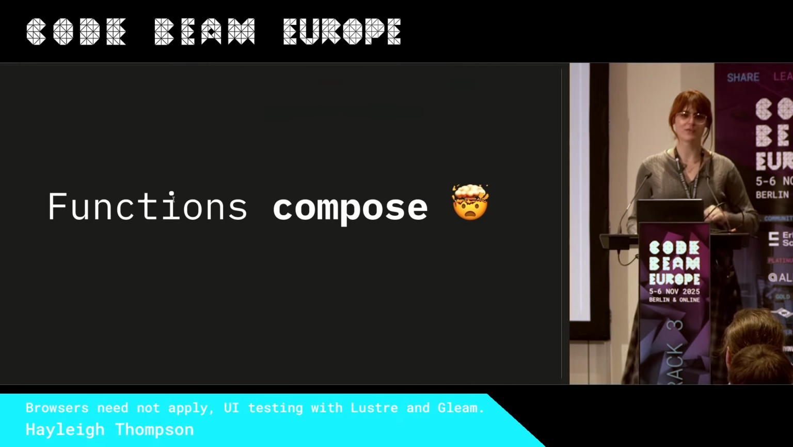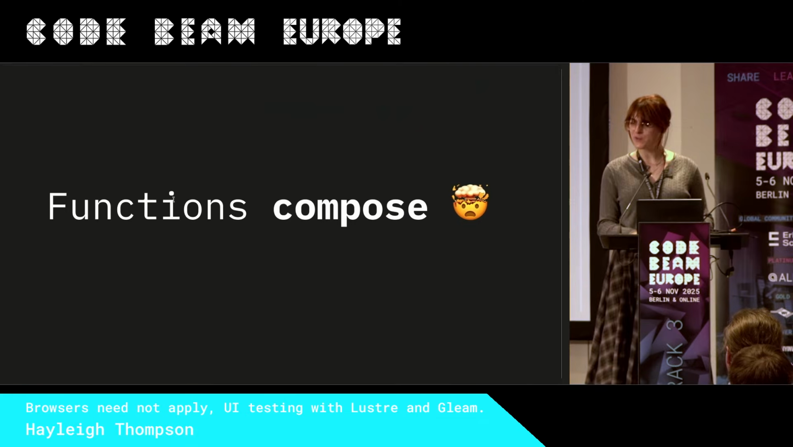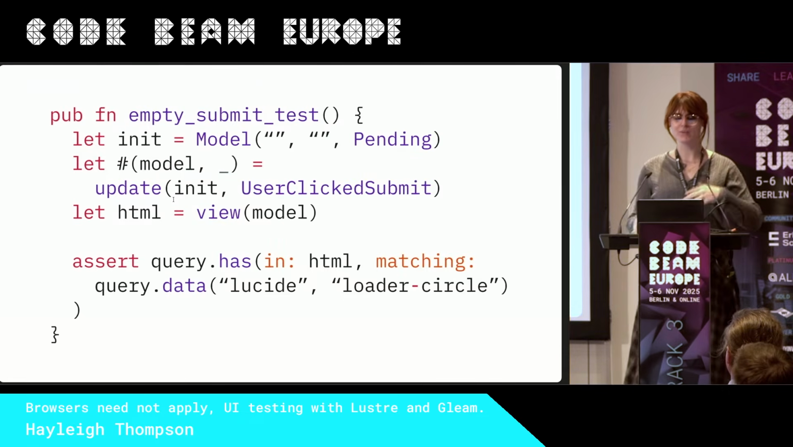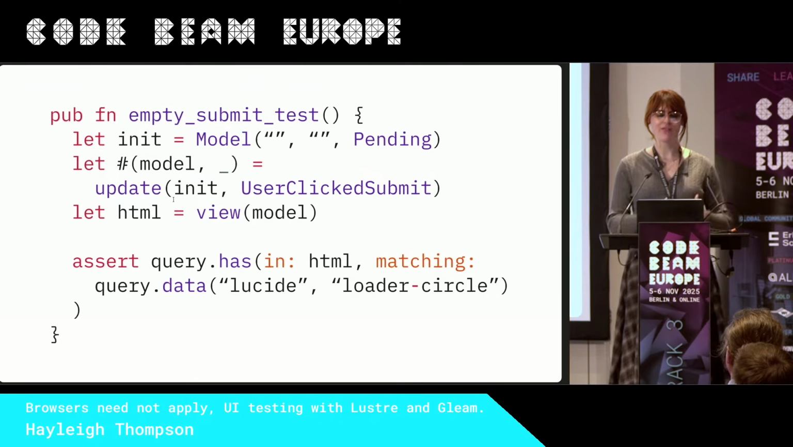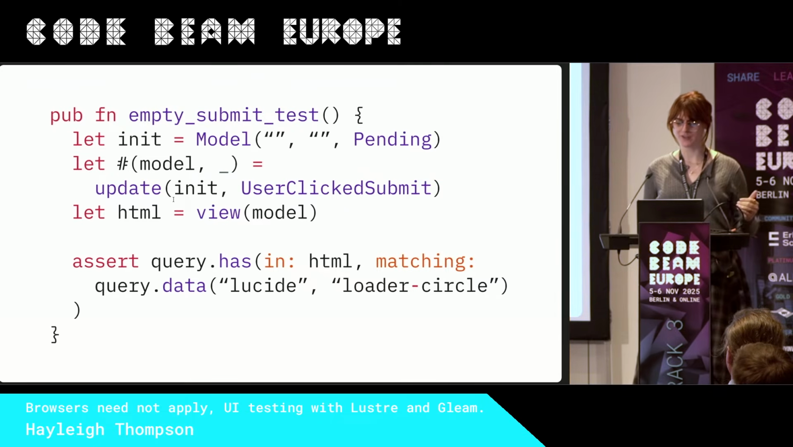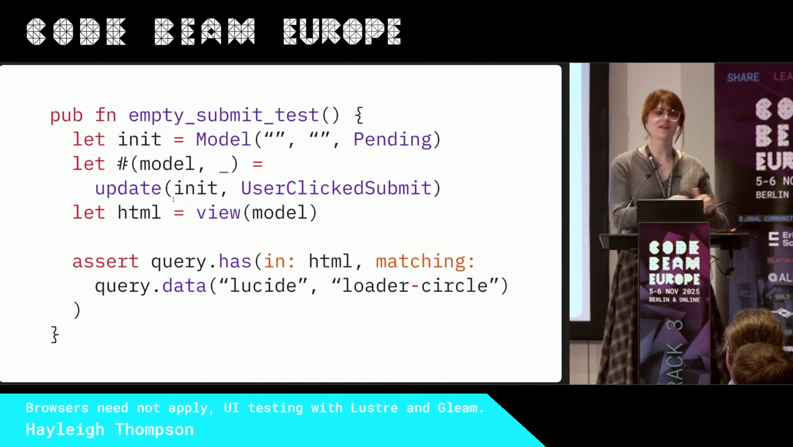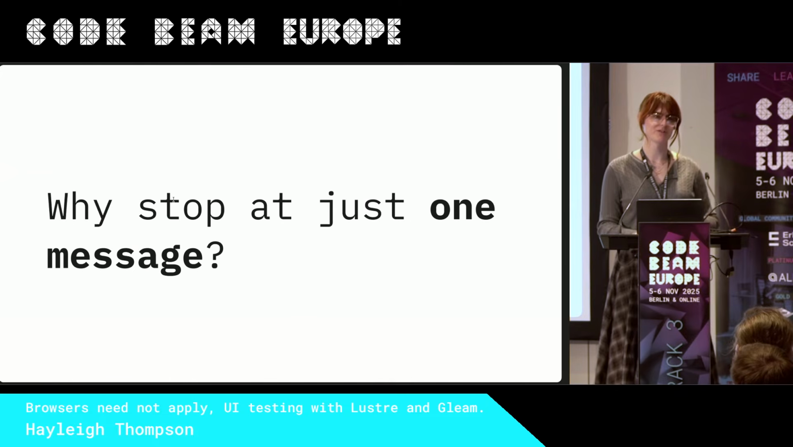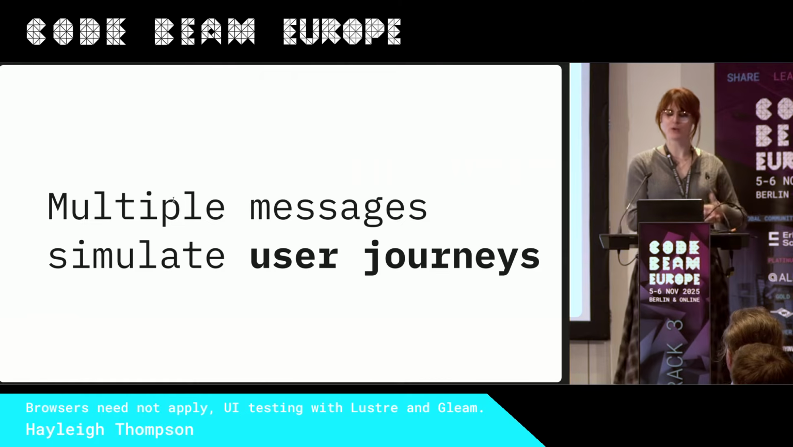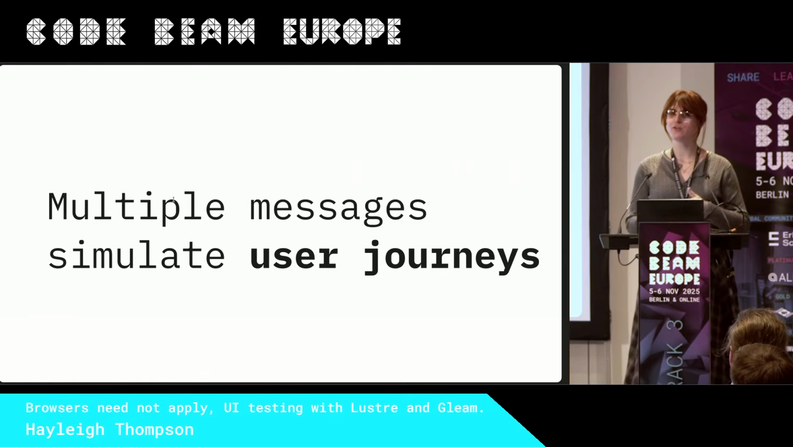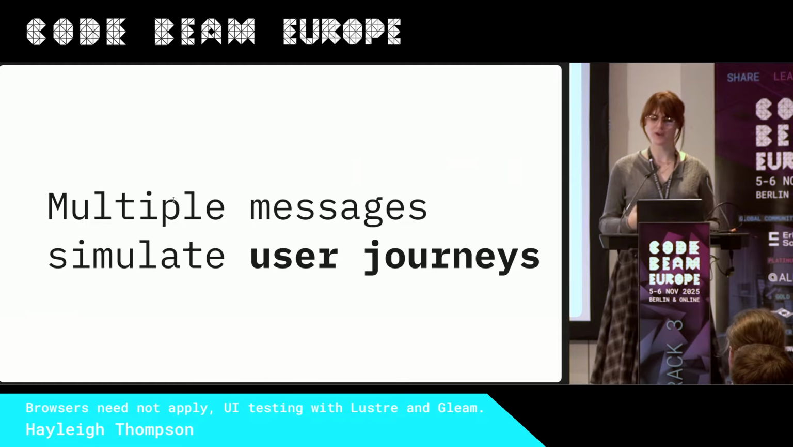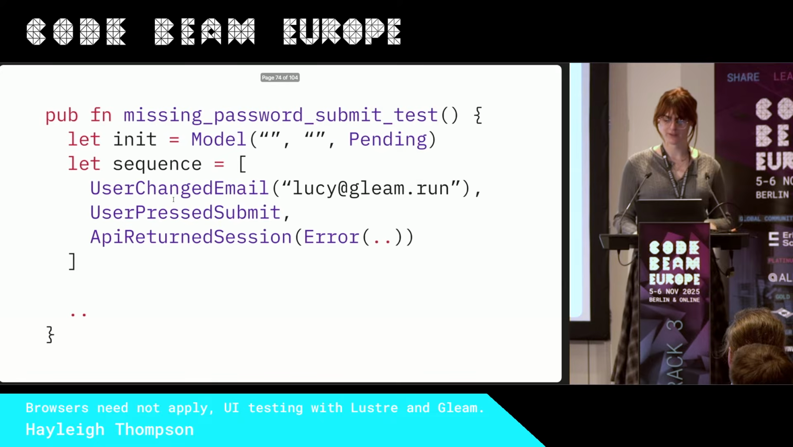Now, actually, we can go a bit further. We're doing functional programming, so why don't we think about how we can compose some functions? Now I'm initializing that model, and then I'm running my update function with a message, and then I'm rendering it, and then I'm querying it. But why stop at just one message? Why don't we simulate multiple messages to kind of mock up a user journey, but not in terms of the browser, but in terms of this kind of domain-specific language we've already come up with, our messages?